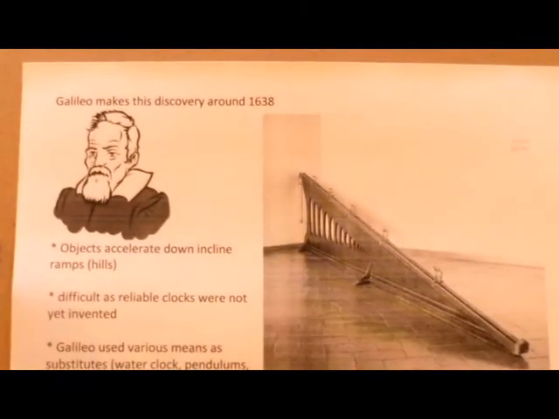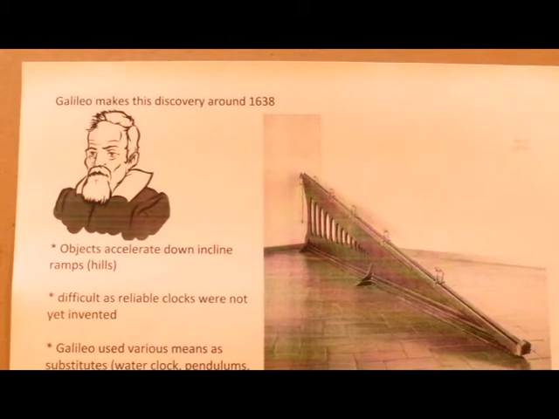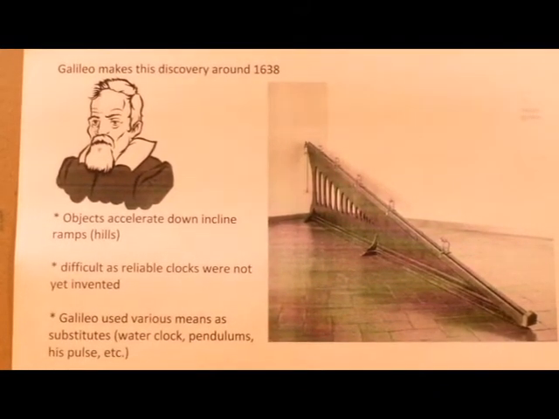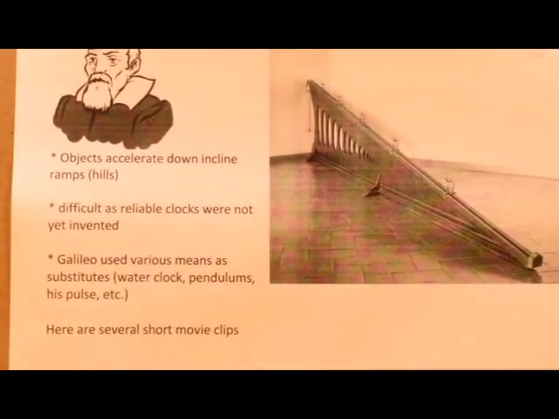Well, this was a very, very important discovery, and Galileo makes this discovery around the 1600s. He publishes a book, The Two New Sciences, and this book explains how objects move down these inclined planes, or what we would call hills or ramps. Galileo discovered how things move on inclined planes, and it was just really incredible because at this point reliable timepieces, clocks and stopwatches had not yet been invented.